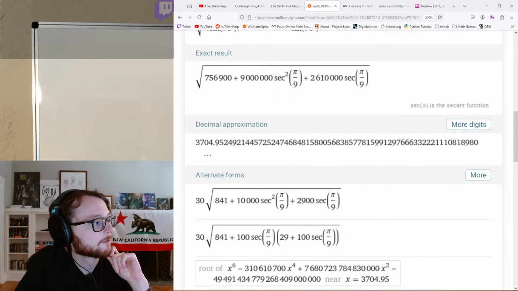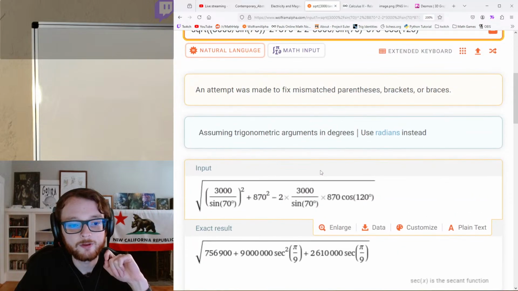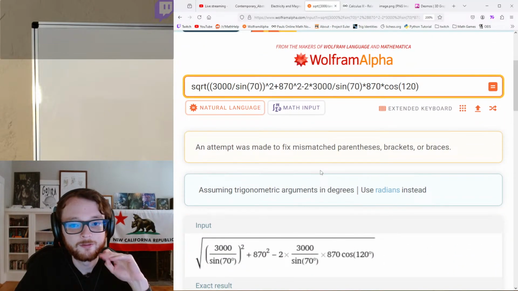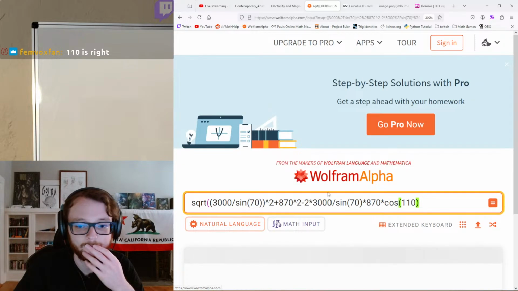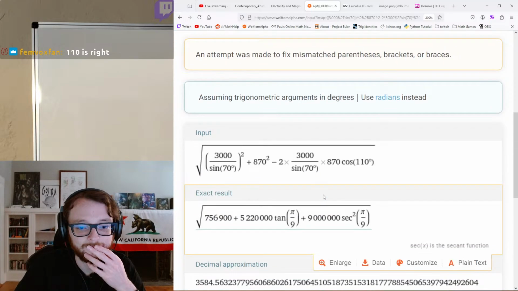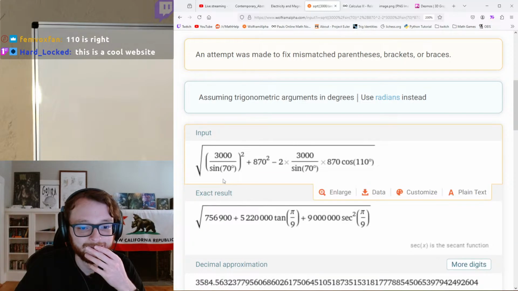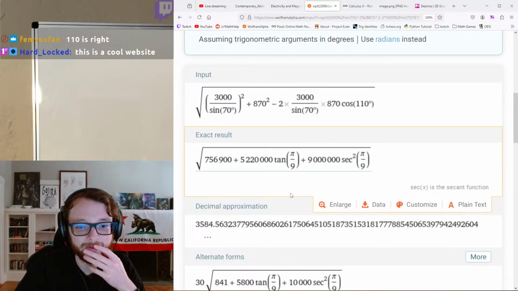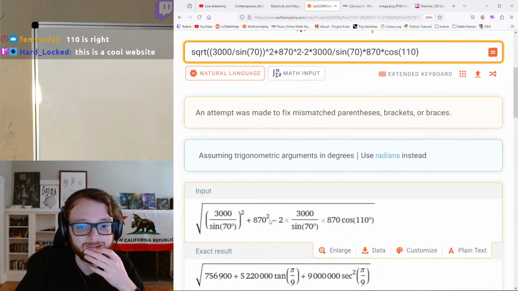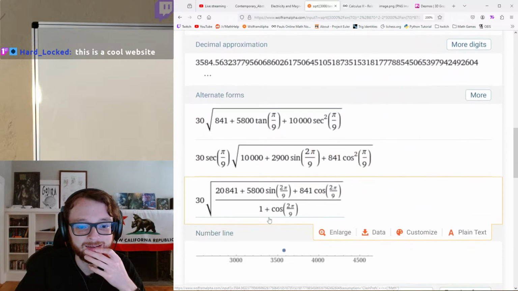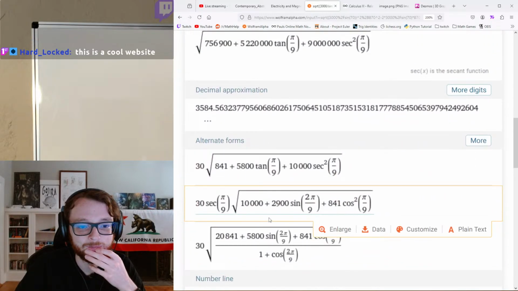3,837.04. What? Why is that secant? 110 is right? Oh, I can't do math. But why is it changing it to secant? What? Oh, was it giving a common denominator? Why would you do that to yourself, Wolfram? 3,835.84.